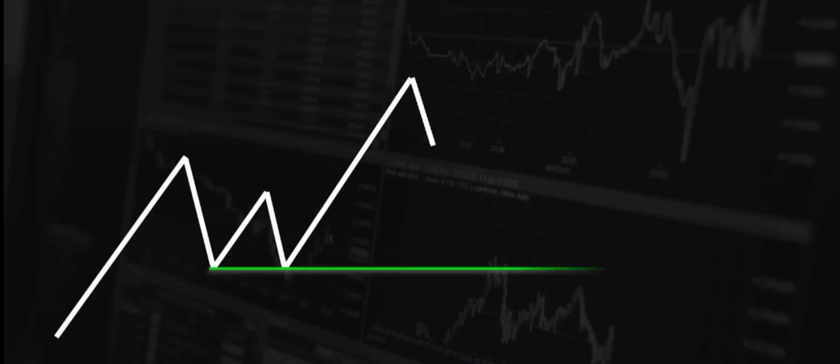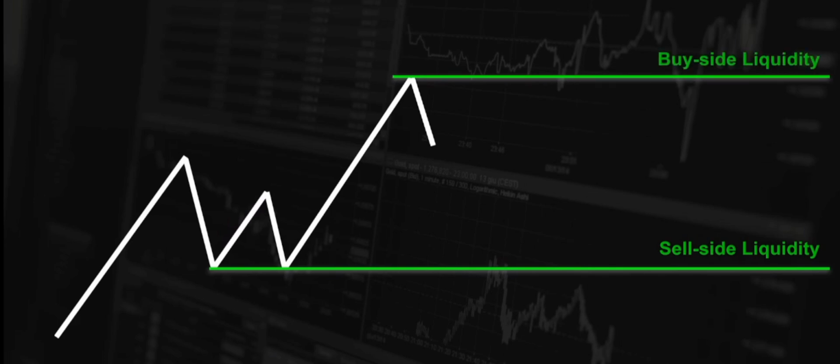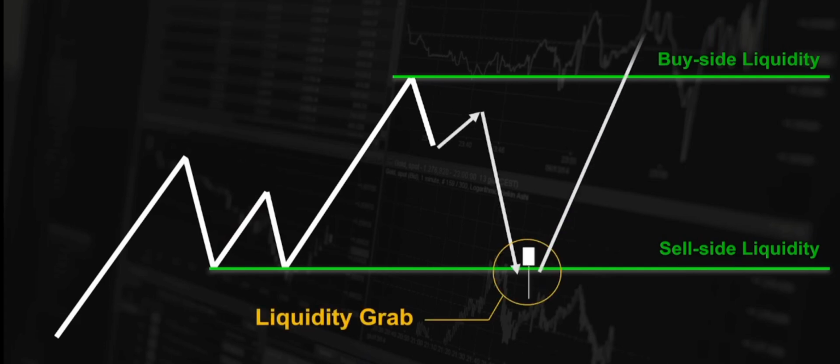Imagine this line chart as the market movements. When the market sentiment is bullish, sell-side liquidities are more important than buy-side liquidity. This is because sweeping the liquidity below these lows often signals a possible bullish continuation and creates an opportunity to go long in line with the dominant trend.